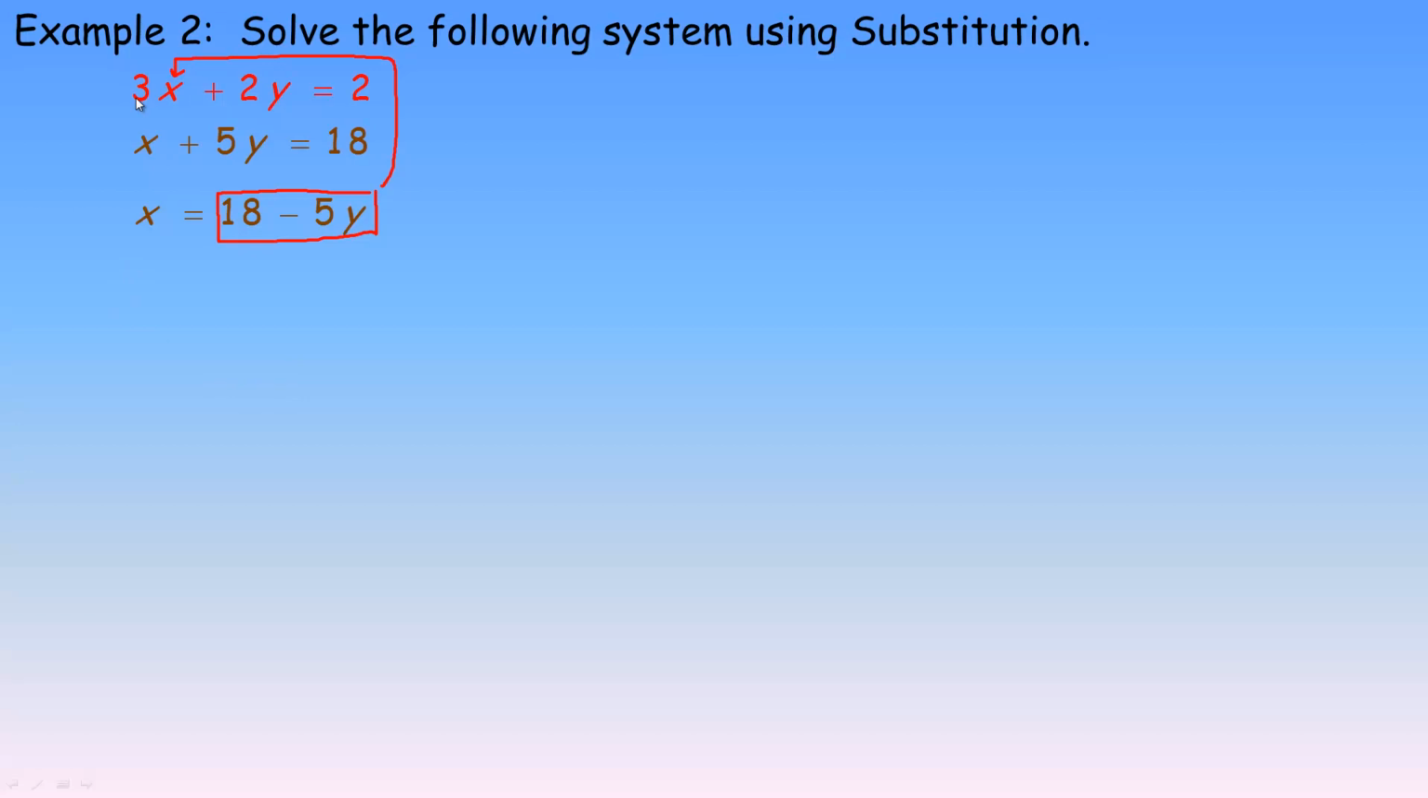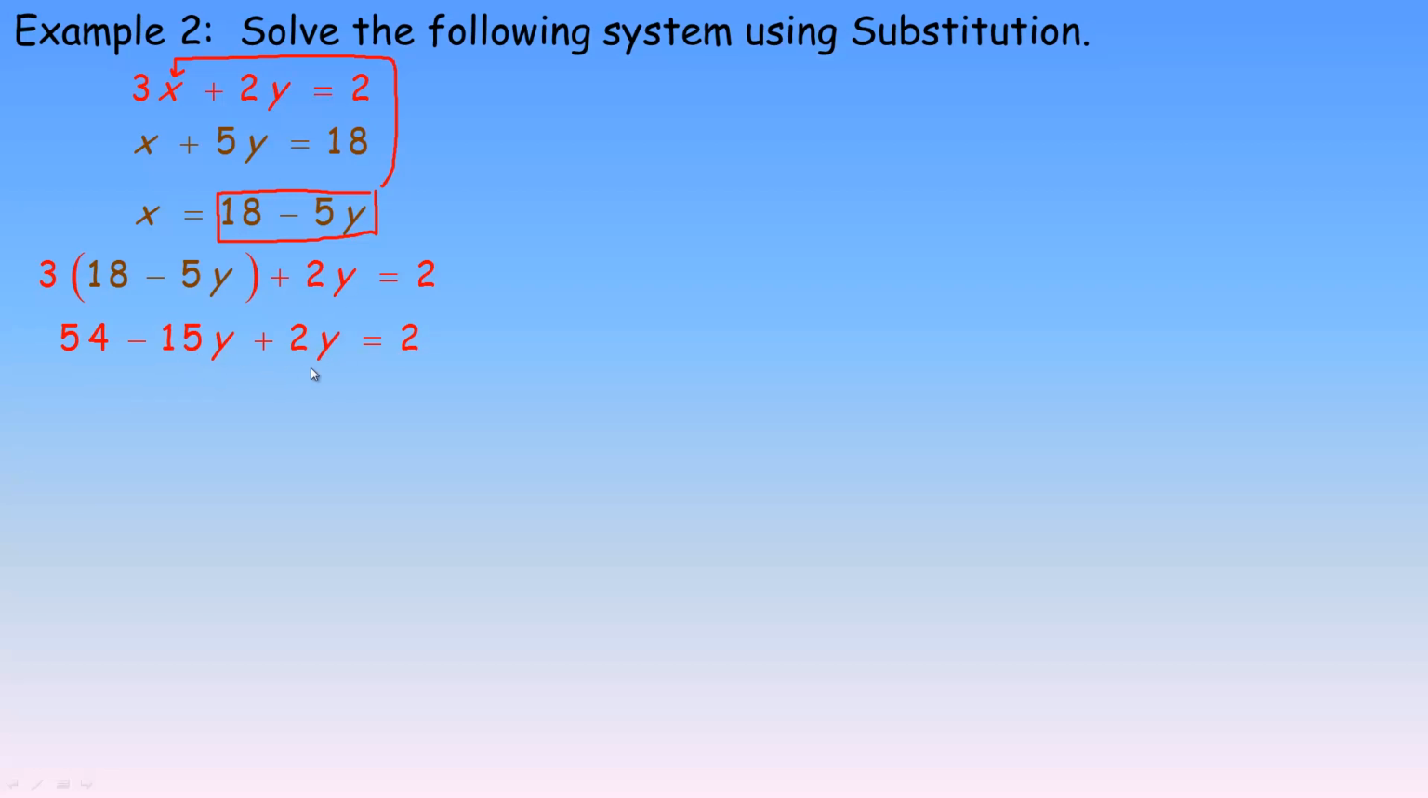And so I'm going to rewrite this 3 times, and in place of my x, I'm going to put this 18 minus 5y, plus the 2y equals 2. So now I have an equation that just has y's, so I can solve for y. I'm going to distribute the 3 in here first. So 3 times 18 is 54, and 3 times negative 5y is negative 15y, plus the 2y equals 2.